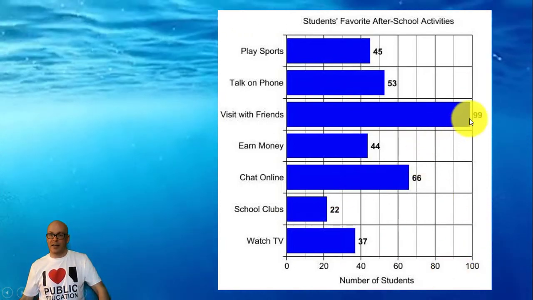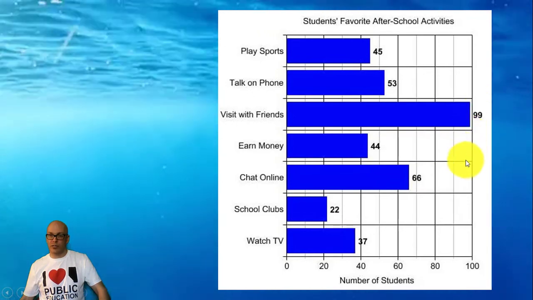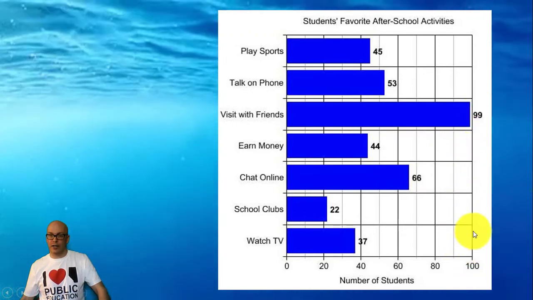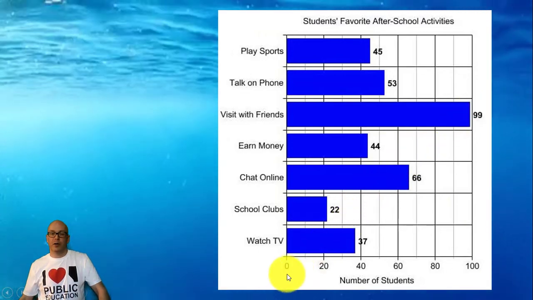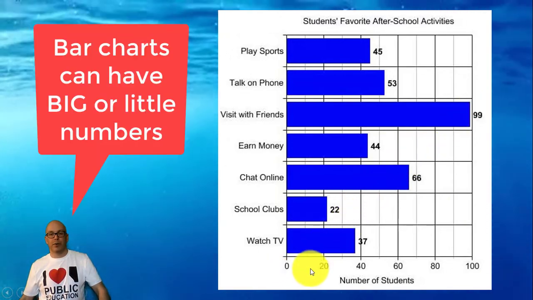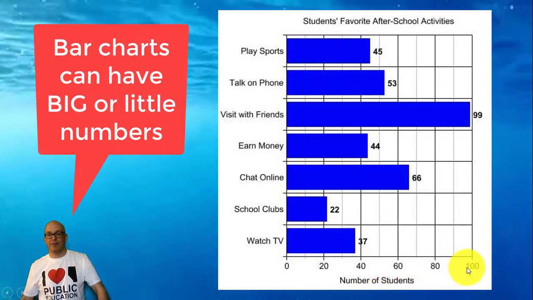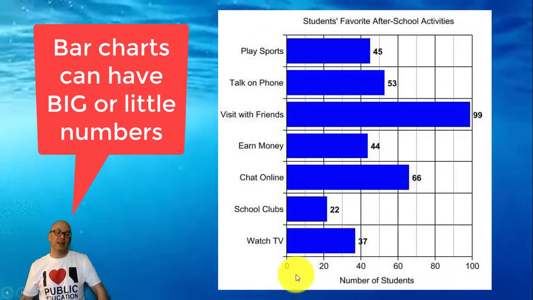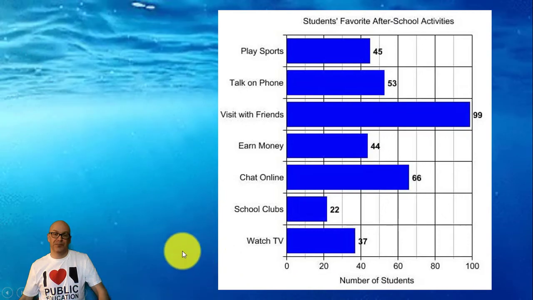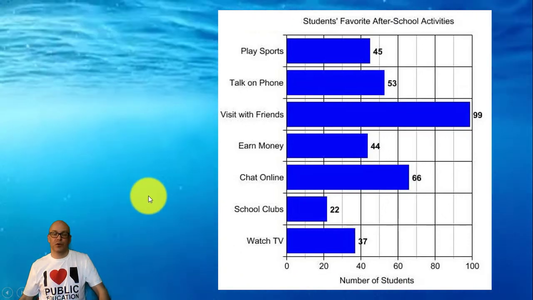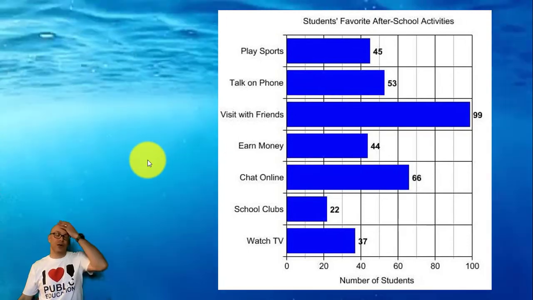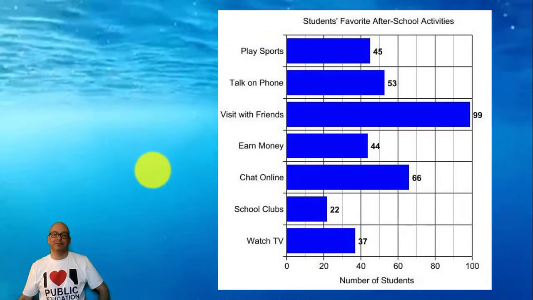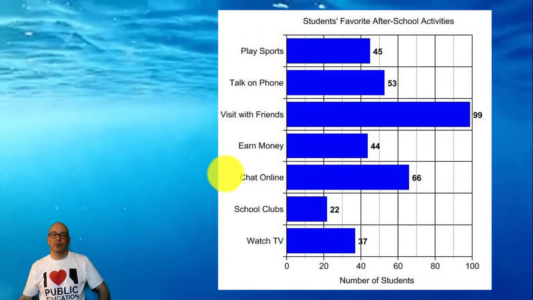And then you can see that 99 is almost touching this line where 100 is. It's very close. So bar charts or bar graphs can have big numbers or they can have little numbers. Okay? Which was the least popular after-school activity? Which activity did not many people like? Yeah, that's school clubs. 22.